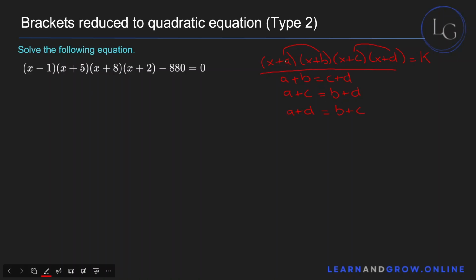But you must also remember that the x values in each of these brackets must always have 1 as the coefficient. So 1 here, 1 here, 1 here, and 1 here. If they do not, you must divide the equation by that coefficient so that the coefficient of x is 1. Now, see this equation here.